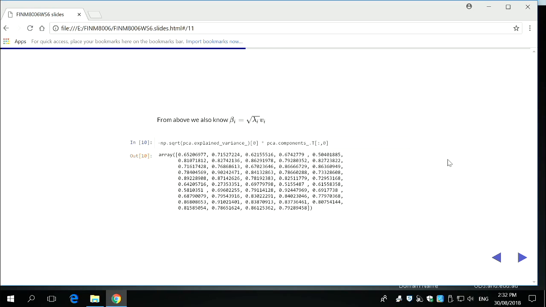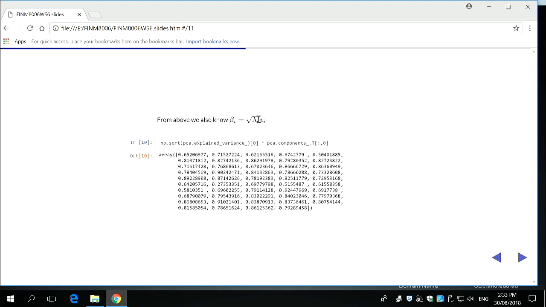Remember, we also have this definition of beta i equals square root of lambda times v i, from the beginning when we derived things, a couple of slides back. When I derived that, I didn't really know what this lambda and this v were. But we showed you that lambda is just the eigenvalue and v is just the eigenvector, so that we can actually calculate the loading beta directly from them.